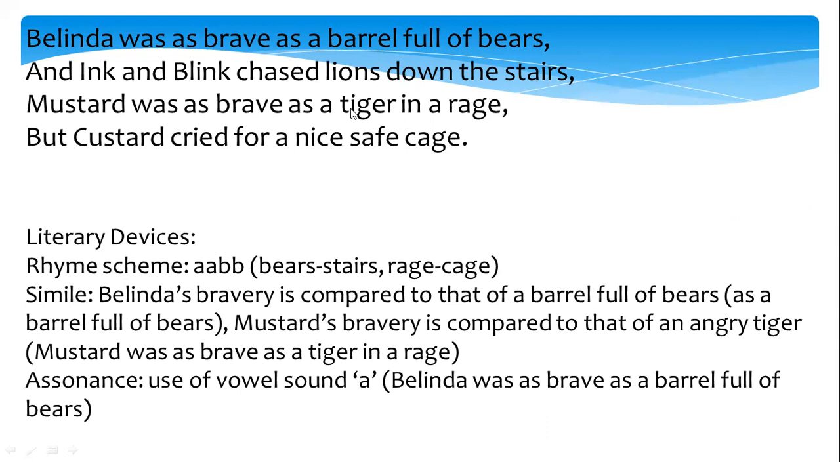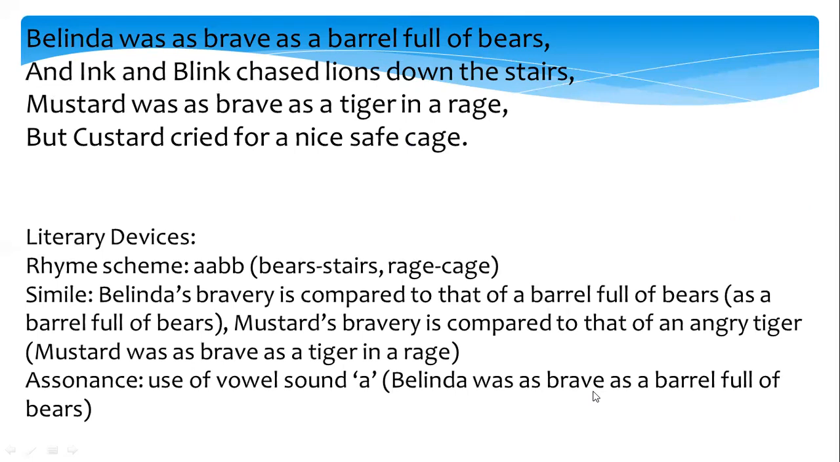And here we have assonance. Assonance means what? Assonance, use of a vowel sound. A. Belinda was as brave as a barrel full of bears. So here A sound is coming here, A is here, A is here. In between, if a vowel sound is being repeated, it is called assonance.